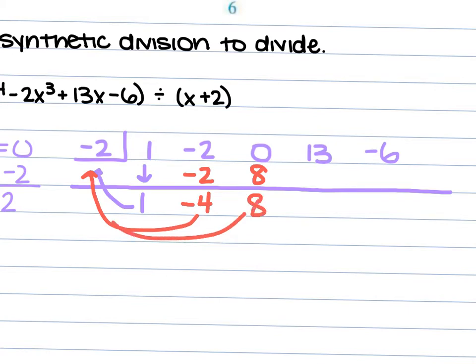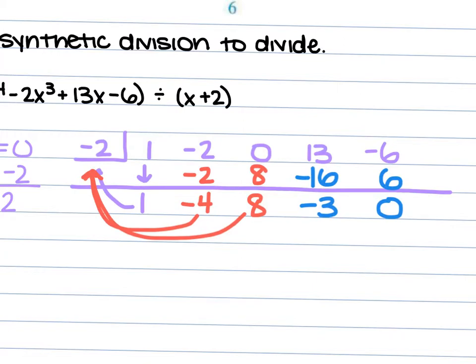From there, 8 times negative 2 is 16. So we're going to put that underneath the 13 and add. This is going to give us 29. Oh, we're looking at negatives, so this 16 is going to be a negative 16. Well, then we subtract these, we get negative 3. Negative 3 times negative 2 is a positive 6. When we combine those terms, we get a 0.